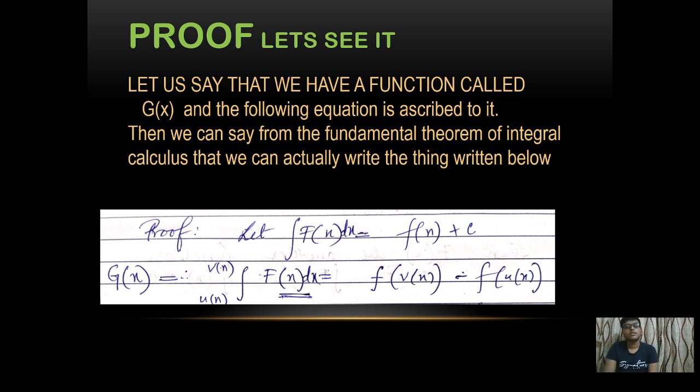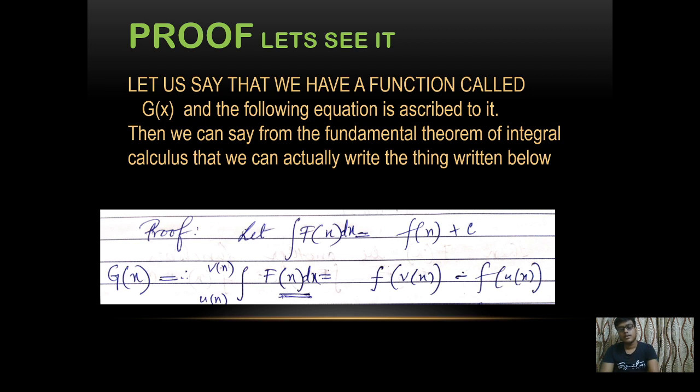Let us say that we have a function called capital G of x and the following equation is ascribed to it. What is the equation? G of x is equal to the integral that we have previously seen, from u of x to v of x of capital F of x dx, and from the previous result you've seen that earlier, but I have written it again for your convenience. We can write this down from the fundamental theorem of integral calculus. Now this must also satisfy the composition mappings condition that I have previously told.